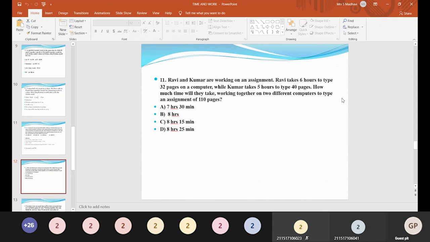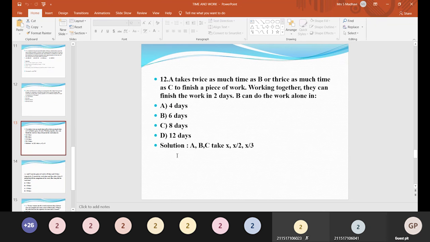The number of pages typed by both in 1 hour is 16 by 3 plus 8, which is equal to 40 by 3. Now the total time taken by both to type 110 pages is 110 into 3 by 40 hours. Why are we taking the reciprocal? Because in 1 hour they can do 40 by 3. The total number of hours is the reciprocal, that is 3 by 40, which gives 8 1 by 4 hours. So 8 hours 15 minutes is needed by both of them to type 110 pages if they work together on two different computers. Here option C is the right answer, 8 hours 15 minutes.